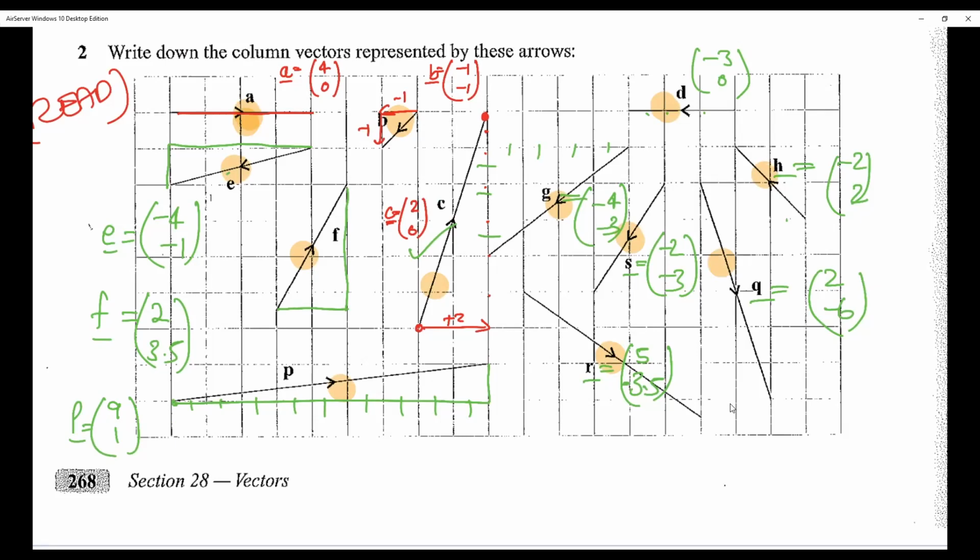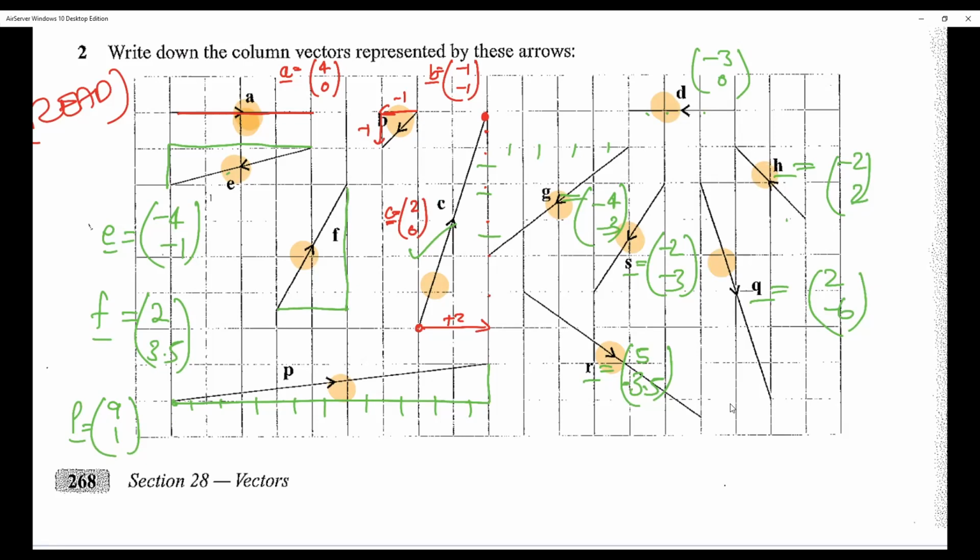Some of them are missing. A, B, C, D, E, F, G, H. There's no I, there's no J, and there's no K.